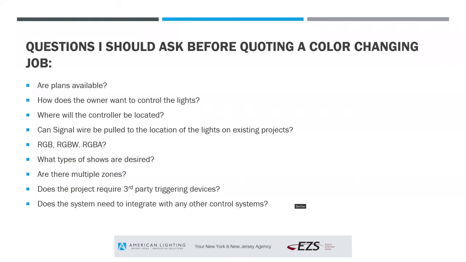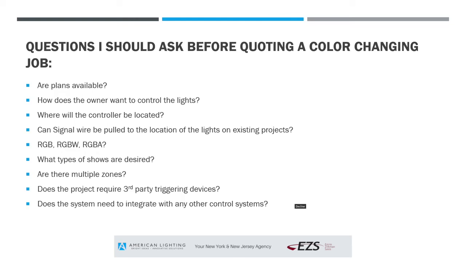Do we need to control multiple zones of lighting? That will also help steer you towards a specific control system. Some control systems do not allow zone control, others do. If you have multiple zones and you want different things to be doing different things at different times in different areas, we need to know that.